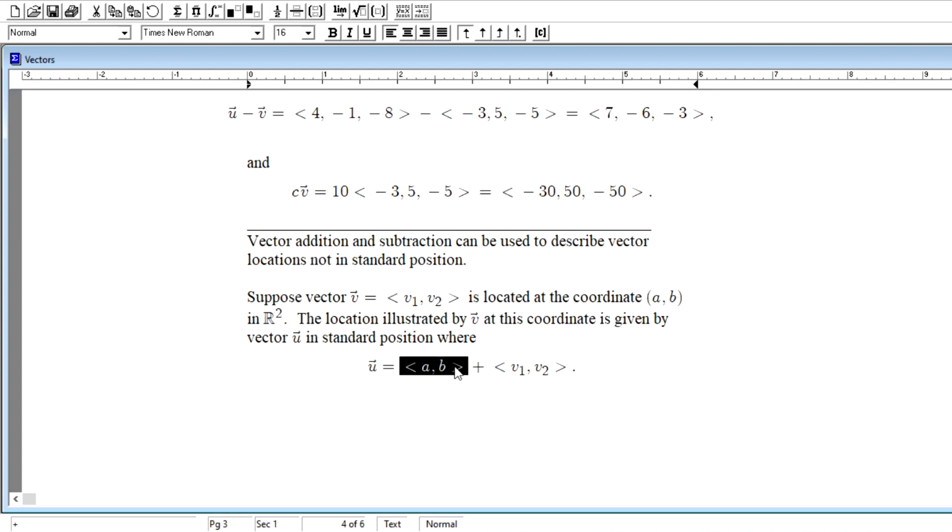Right? Adding that to vector v. If you take the vector pointing to this location, or form the vector that points to this location in standard position, and you add it to vector v1 comma v2, you will get vector u, the standard position description of where v points at in its space. What would be, in a sense, the sum of these two vectors.